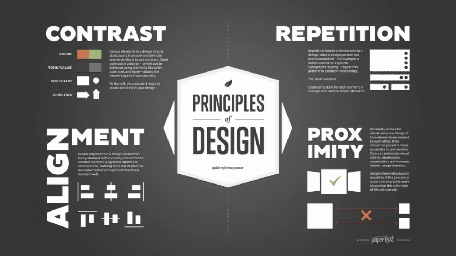So the alignment just allows you to create order, and it draws the eye to where you need it to be. And contrast, again, is thinking about the colors that you're using, light versus dark, so things pop off the screen. So again, that it's easy to see.